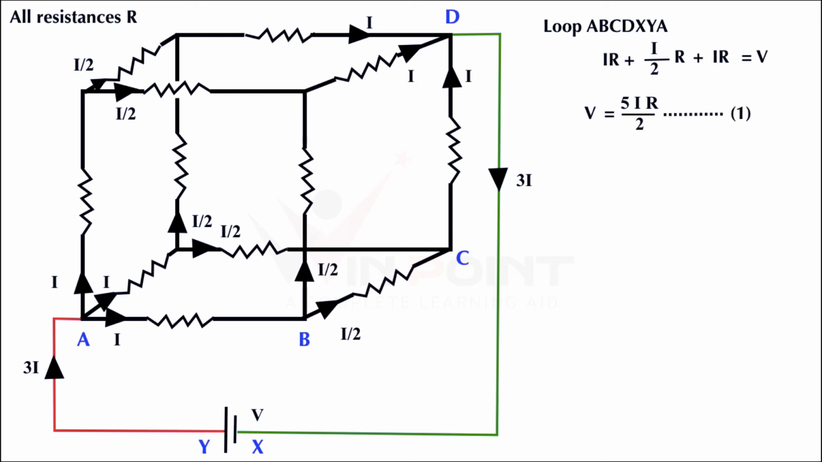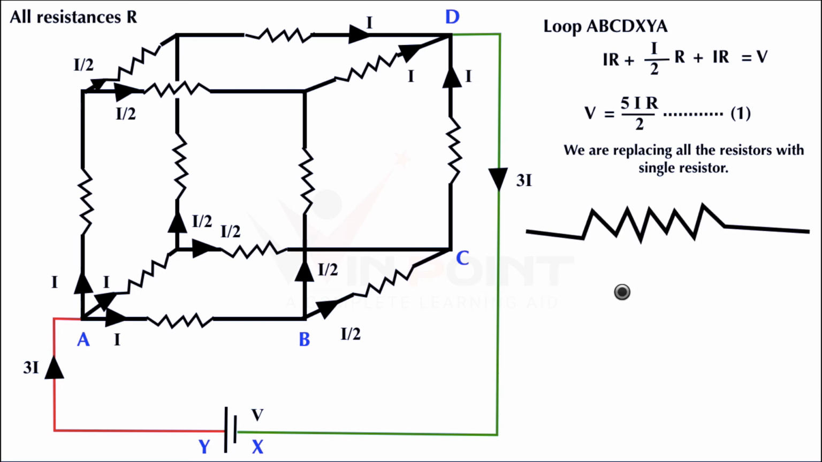Now we are going to do one thing. We are going to replace all these resistors using a single resistor. We are replacing all the 12 resistors with a single resistor. This is the single resistor. The resistance is R equivalent. This resistance is equivalent to all of these resistors.